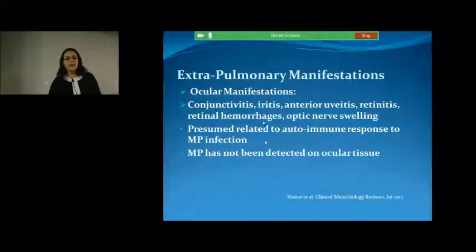Ocular manifestations may be caused by Mycoplasma, and they may present as conjunctivitis, iritis, anterior uveitis, retinitis, retinal hemorrhages, and optic nerve swelling. It is assumed to be related to an autoimmune response to the Mycoplasma pneumonia infection. To date, there are no reports isolating Mycoplasma from the ocular tissue.